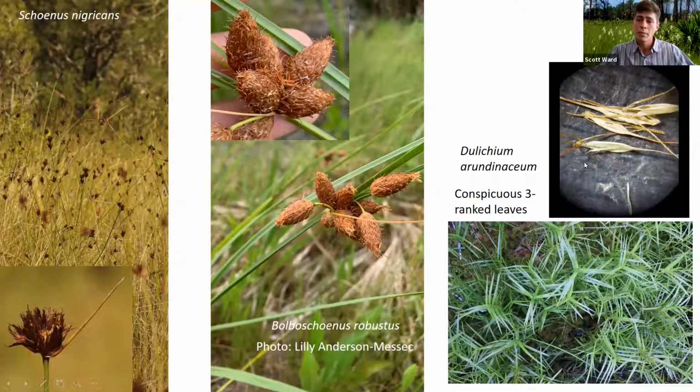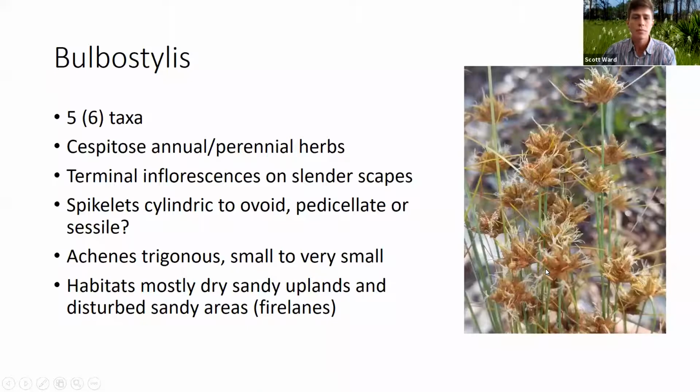And then Dulichium, they do have interesting achenes with bristles, but if you're just in certain boggy areas and you see leaves that look this distinctly 3-ranked, it's most likely going to be Dulichium. It's a really interesting species, and this 3-ranked character is really distinct. So I'm going to get into a few genera, and then I'm going to really focus in on Carex and Rhynchospora. So I'm going to start out with Bulbostylis.